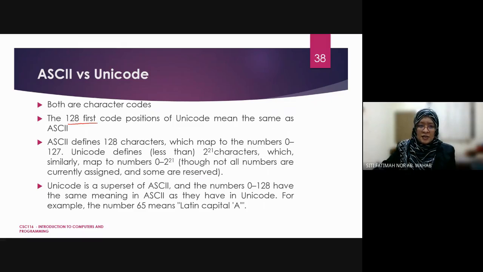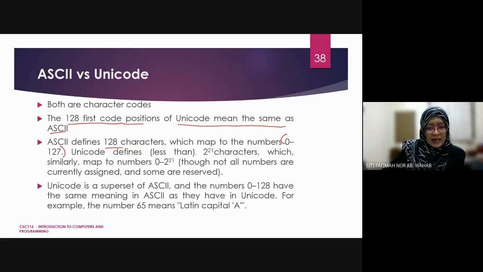Okay, the first 128 code positions of Unicode mean the same as ASCII. ASCII defines only 128 characters, if it is not extended, which map to the numbers from 0 until 127. Correct? Unicode defines less than 2 to the power of 21 characters. So how many characters can be defined? Similarly, it will map from 0 until the number of 2 to the power of 21. Though, not all numbers will be used. Okay, there are some that are reserved.